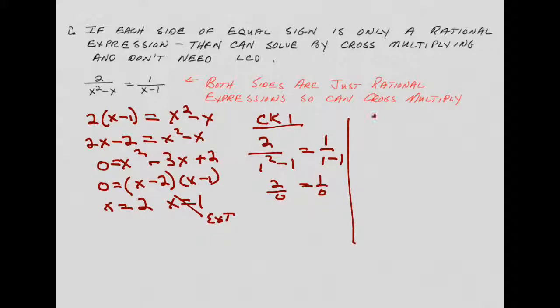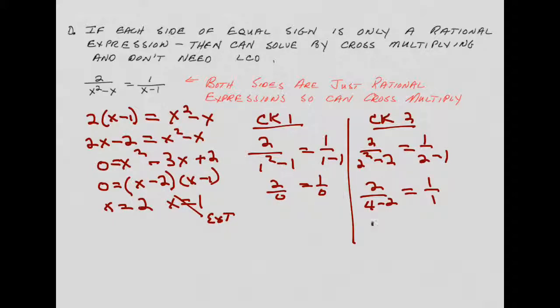Let's check 2. And that would be 2 all over 2 squared, which is 4. So I have 2 all over 4 minus 2 is equal to 1 over 2 minus 1 is 1. So I have 2 over 4 minus 2 is 2. It's equal to 1 over 1. 1 is equal to 1. That checks, so this is a good solution.